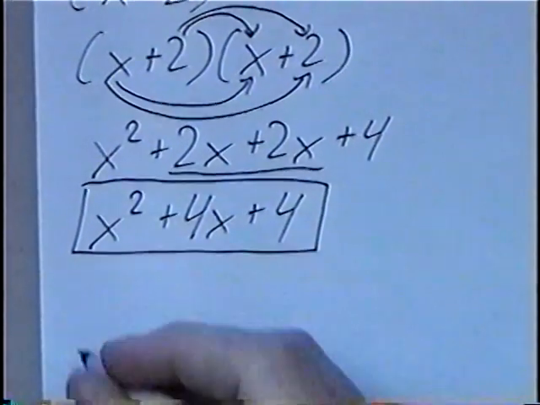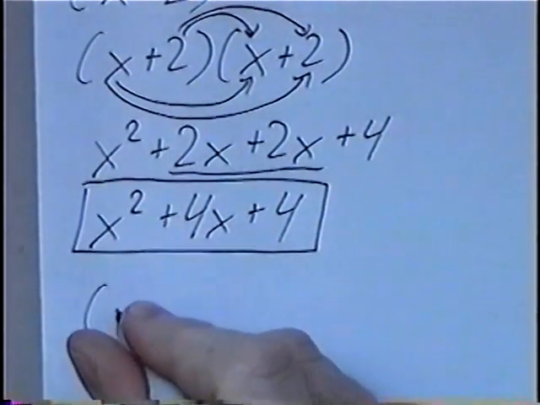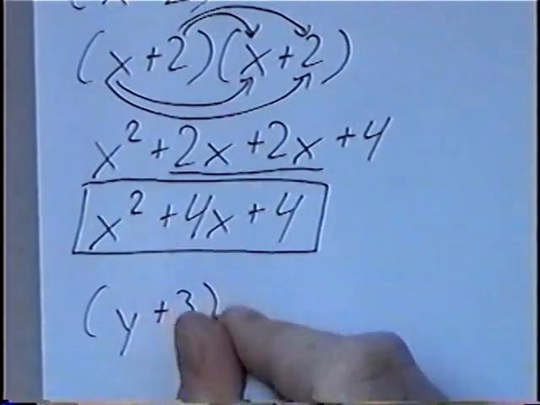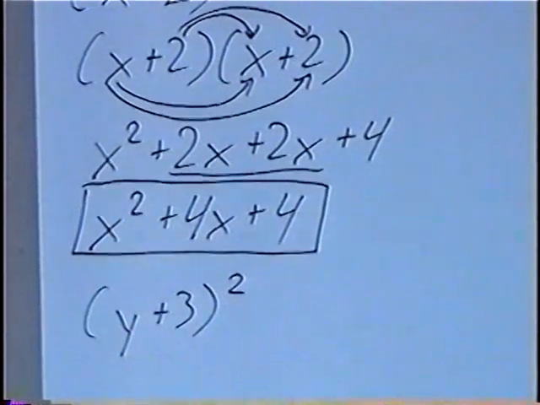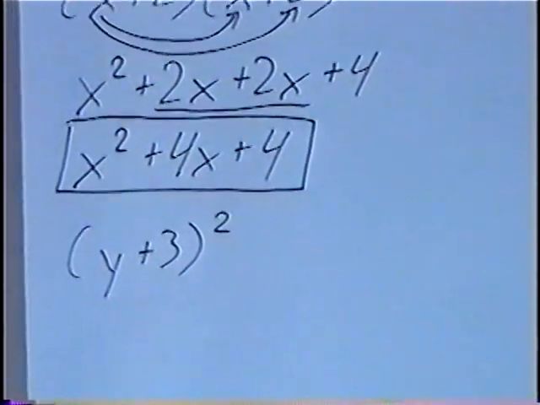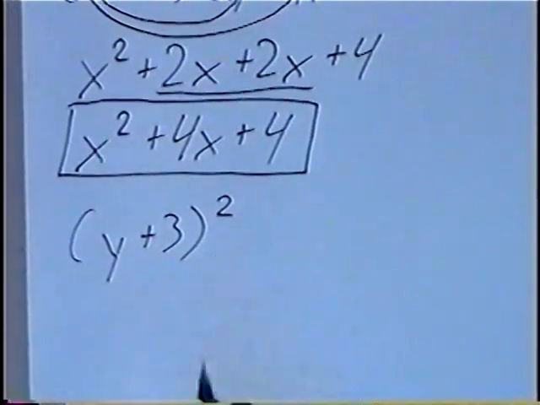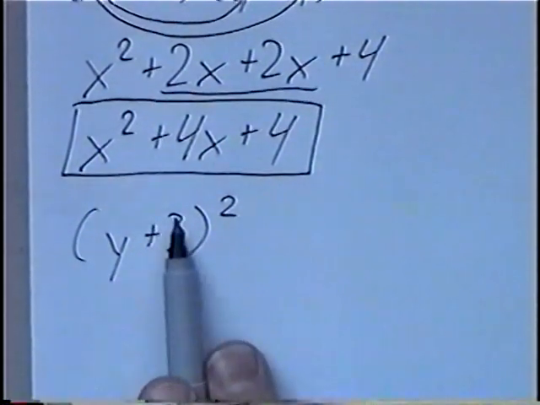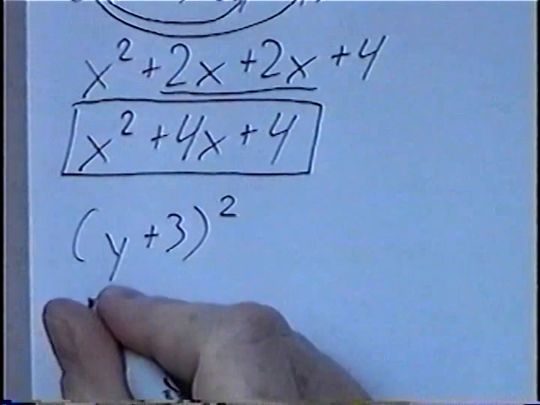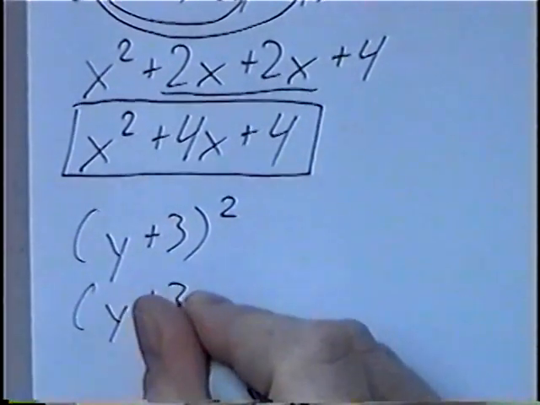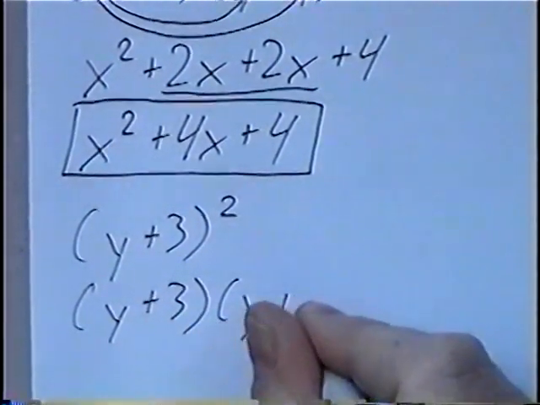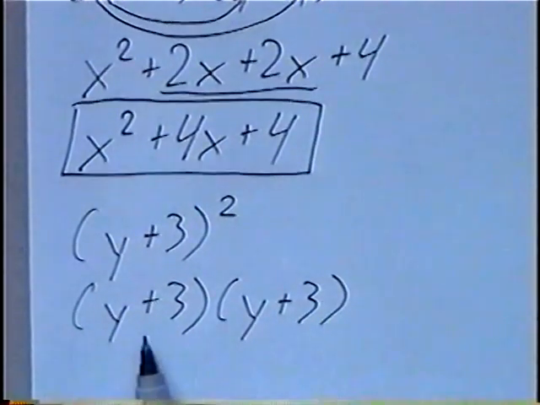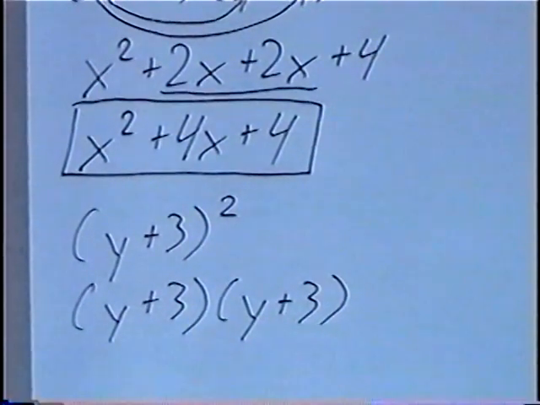Second question, in parentheses y plus 3, and outside parentheses to the second power. Again, when we have a parentheses raised to the second power, the 2 does not distribute to the inside. The 2 exponent means we have the same parentheses twice. So y plus 3 times itself, y plus 3.